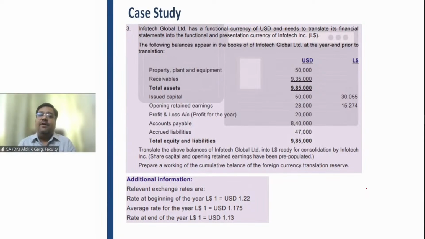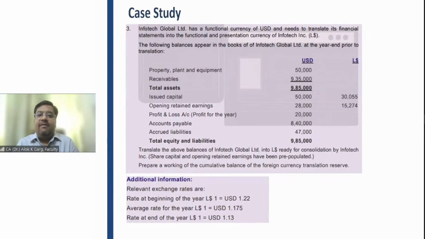Infotech Global Limited has a functional currency of US dollar, and it needs to translate its financial statement into the functional and presentation currency of Infotech Inc. So what is this? This is a case study of translating the functional currency financial statement into the presentation currency, or into the parent's currency. So in the parent, right?